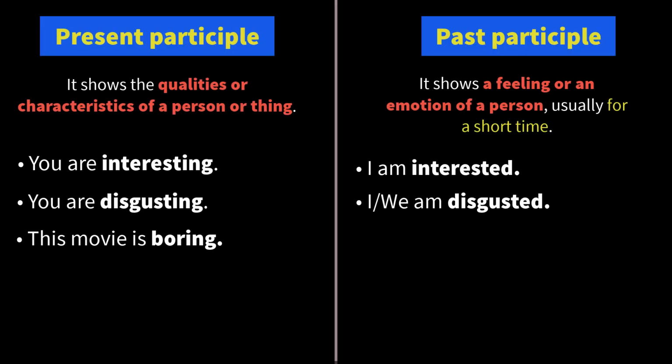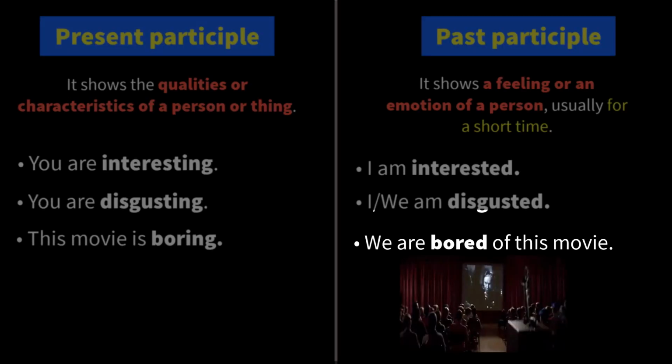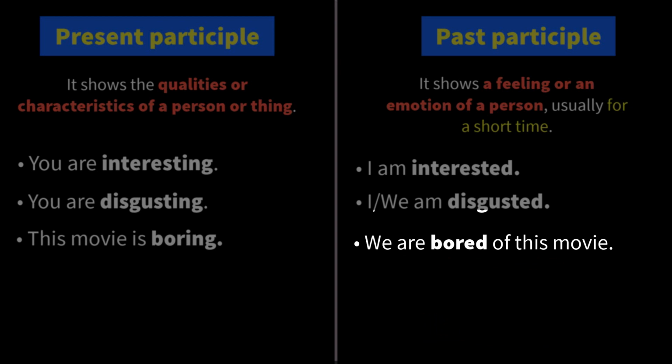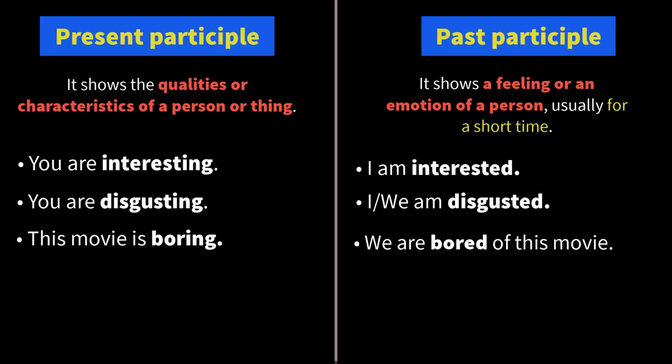And since the movie is boring, we are bored. So bored here is a past participle working as an adjective giving information about the subject we. Now it is a feeling, it is an emotion which is a short time emotion. The present participle boring is the cause of this feeling. Why am I bored? Because this movie is boring. So a past participle is basically a consequence of a present participle. A present participle causes an emotion or a feeling.